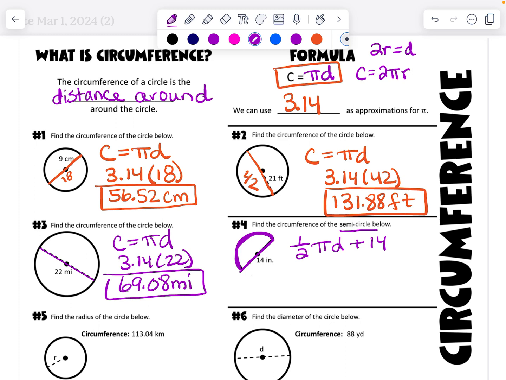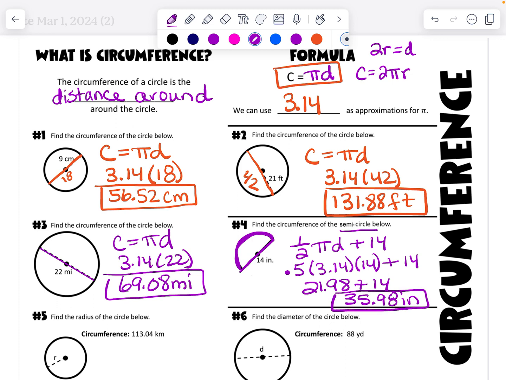So let's do 1/2, or for those of you who love your calculators, 0.5 times pi, which is 3.14, times the diameter, which is given to us, and then we'll add 14 on. So let's do all our multiplying first, following the order of operations. 0.5 times 3.14 times 14 is 21.98, and then I'm going to add 14 to that for my straight part of the shape, and I get 35.98 inches.